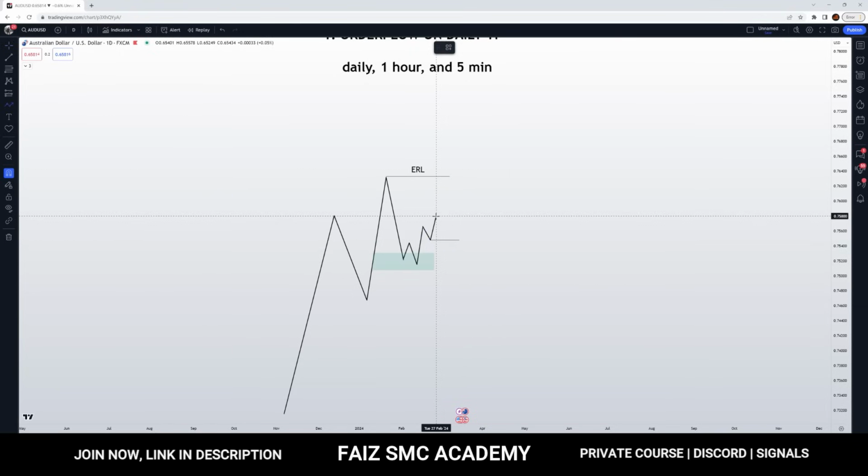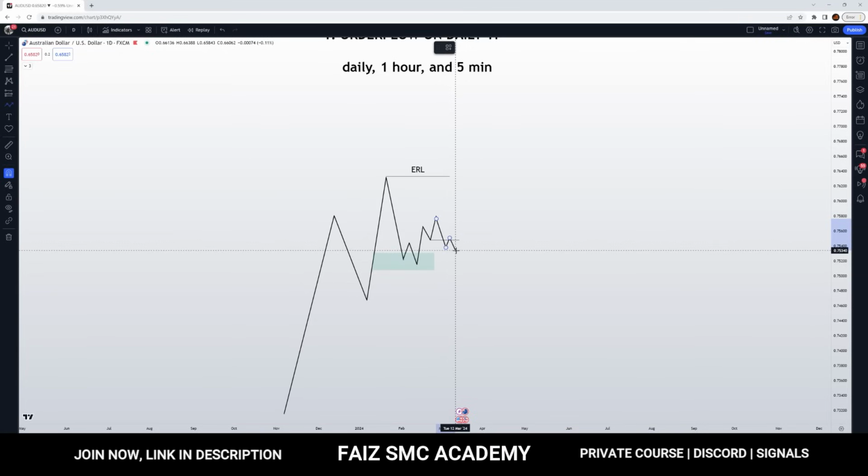Now, after Asian session, or after 2 a.m., you have to look for a liquidity purge over here on the 1 hour time frame. Of course, if you're trading AUD and JPY pairs, you can trade this during the Asian open as well. All right. So on the 1 hour, once price takes out this low here, you drop down to the 5 minute time frame.